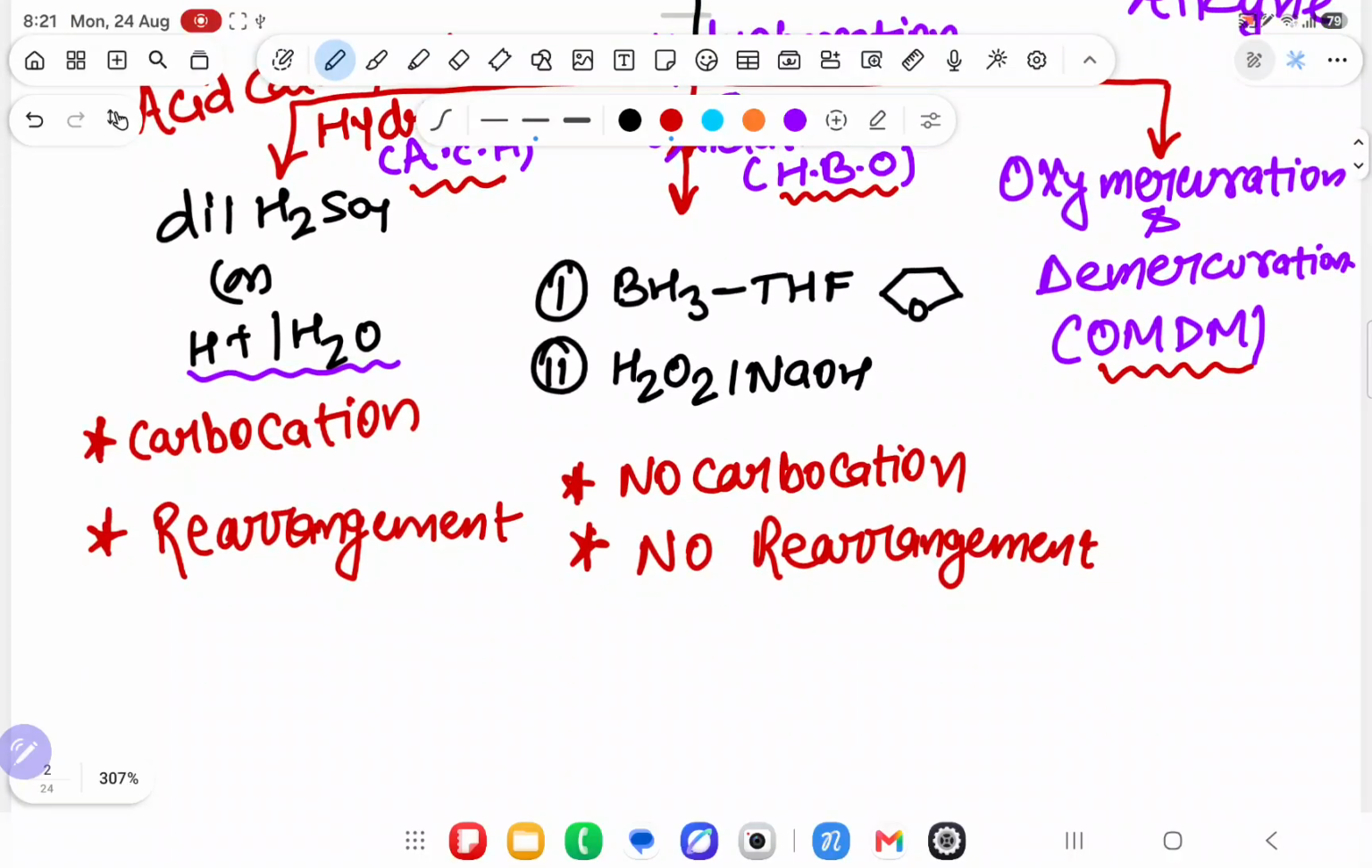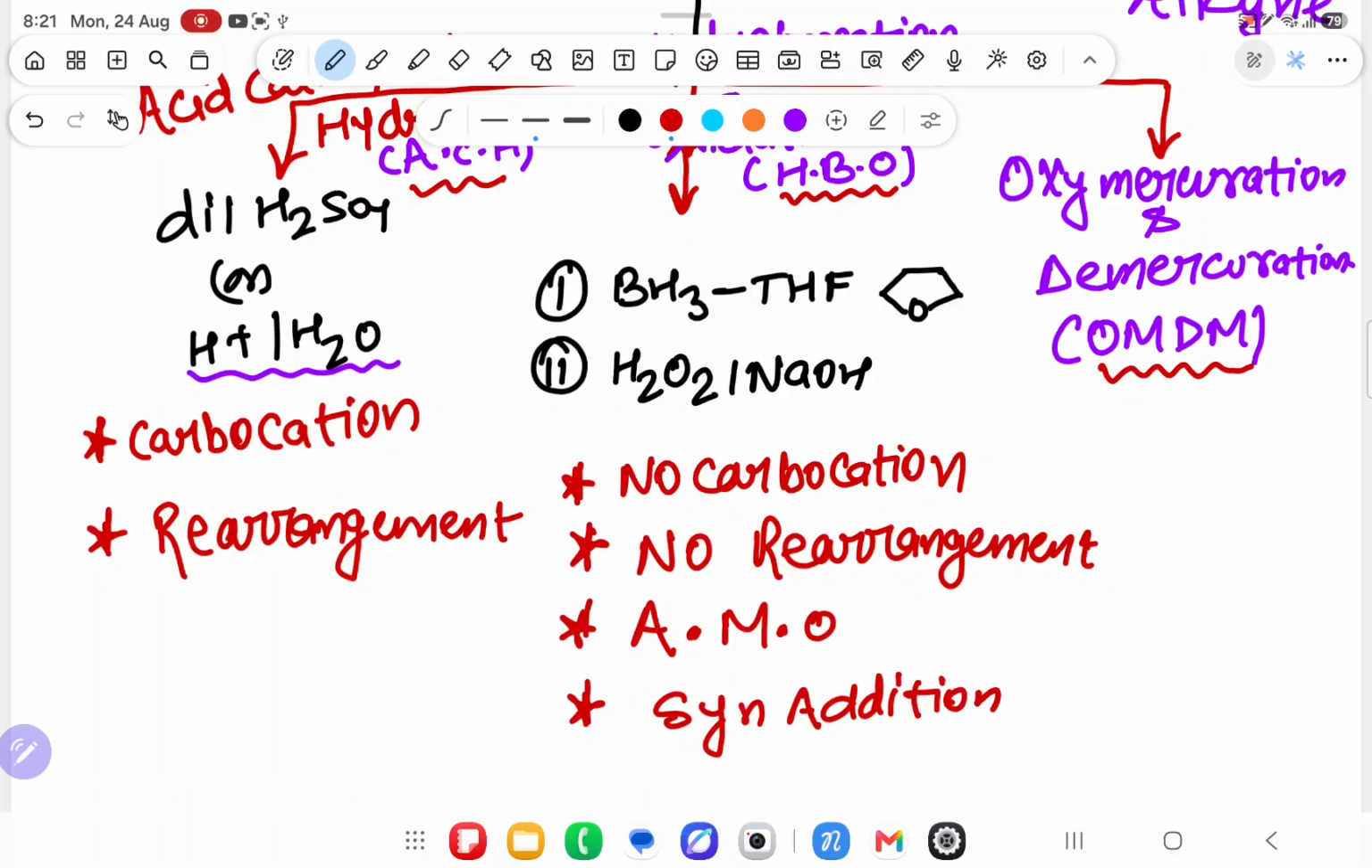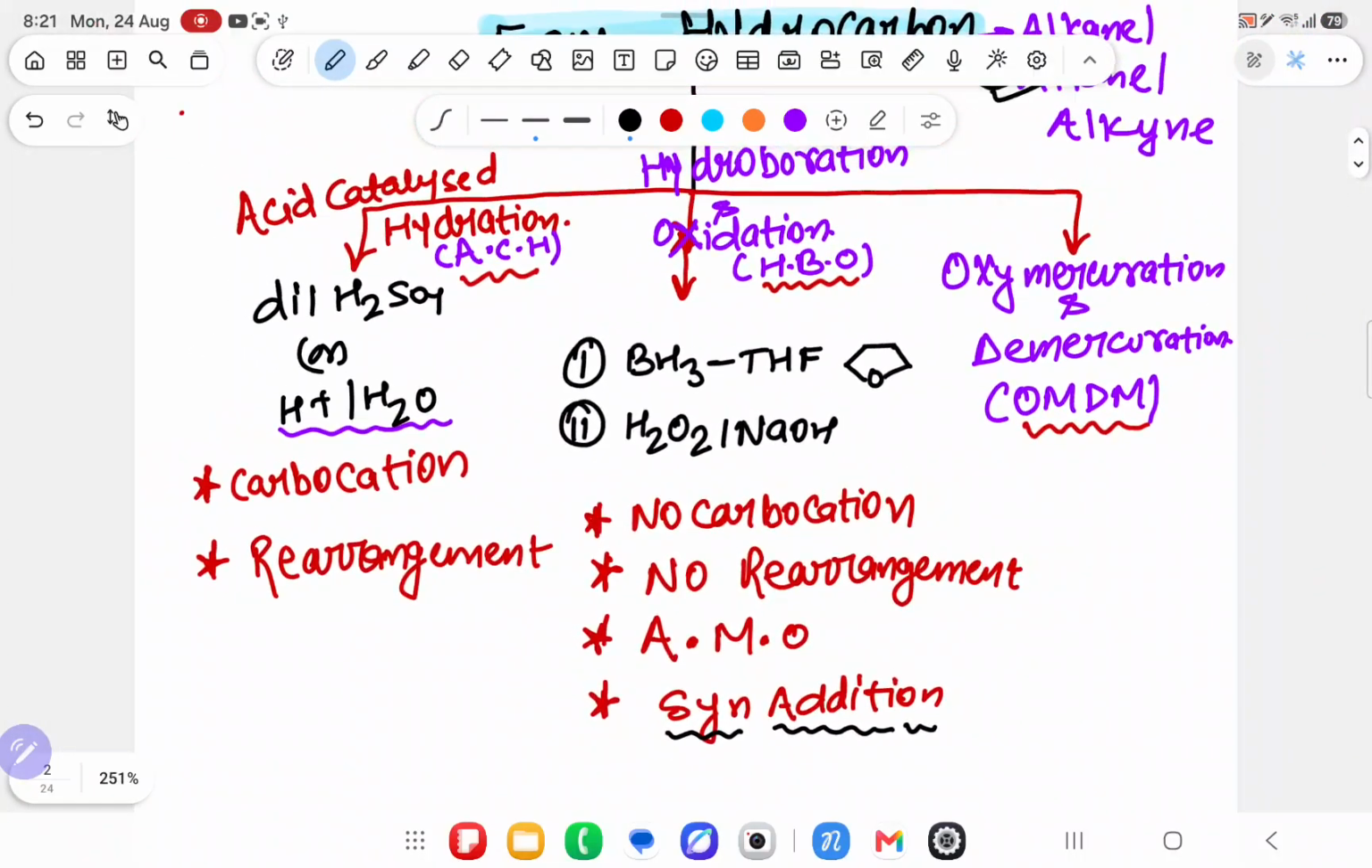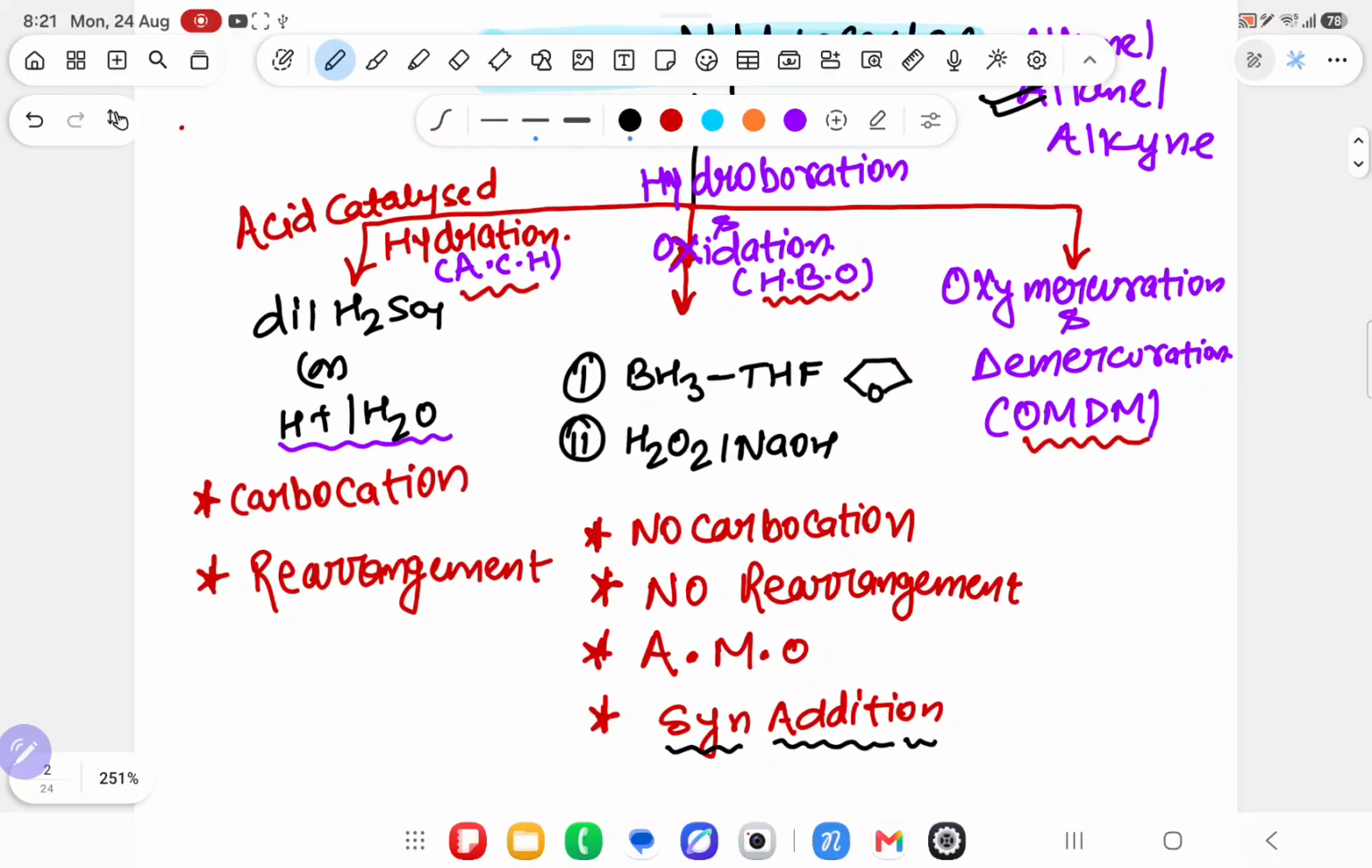Understood? Don't get confused. Third important point, it will follow anti-Markovnikov's rule. Fourth important point, it will do syn addition. In hydrogenation, hydrocarbon, syn addition, anti-addition: syn will be taken as positive, anti will be taken as negative, and cis will be taken as positive, anti will be taken as negative. That I will dictate, don't worry about it.